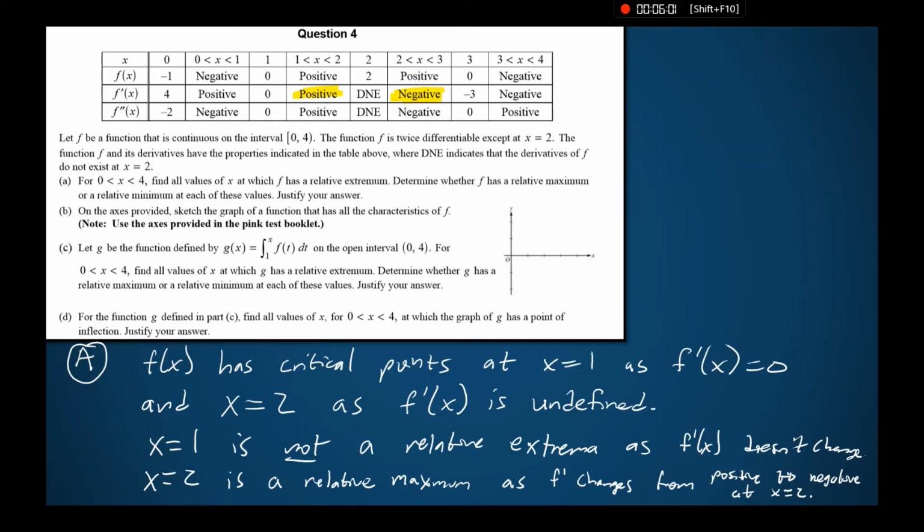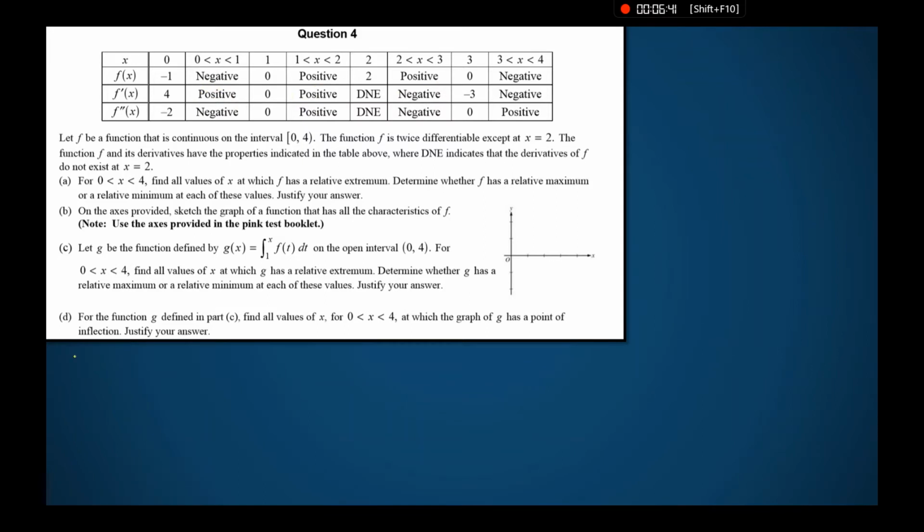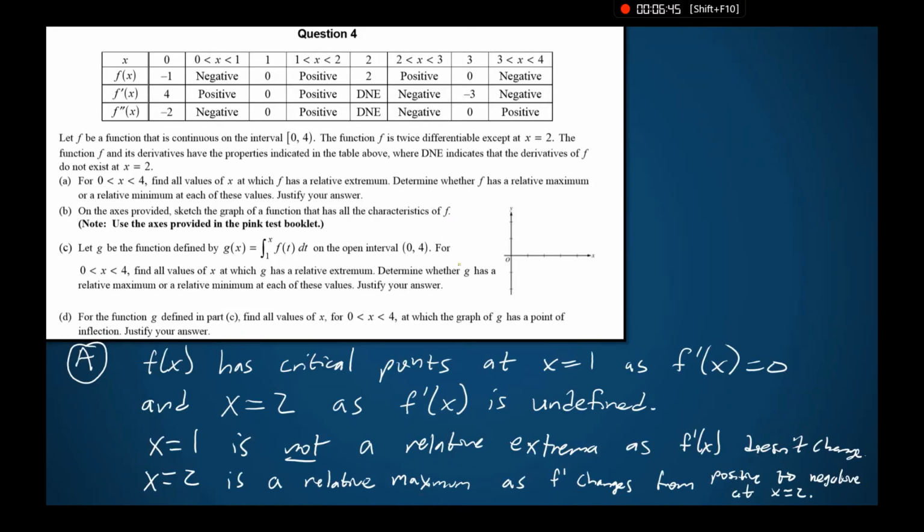Okay, I'm going to take one more look at x equals 1 instead. So at x equals 1, our slope went from positive to positive, which is not changing at all. Okay. So then part B. I'm actually going to do part B on the other slide, I think, so we're going to sketch. So I want to use this information to sketch all the characteristics of f.